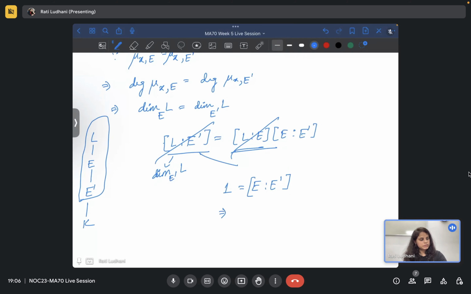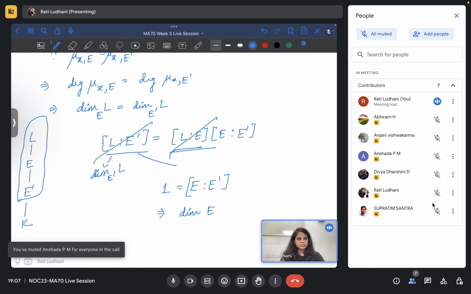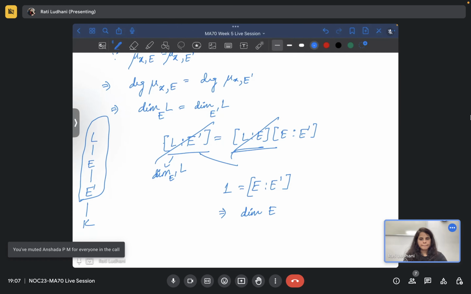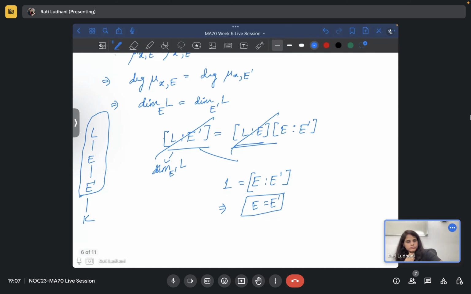So what does this mean? So the dimension of E will be the same as the dimension of E dash, or even more, we have E is equal to E dash. Is that okay? So E and E dash, yeah.